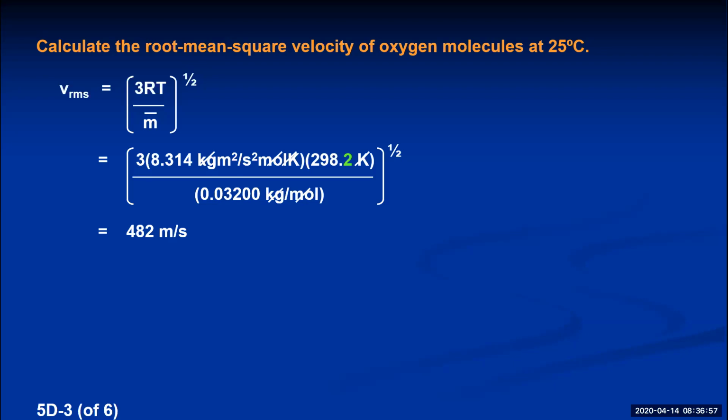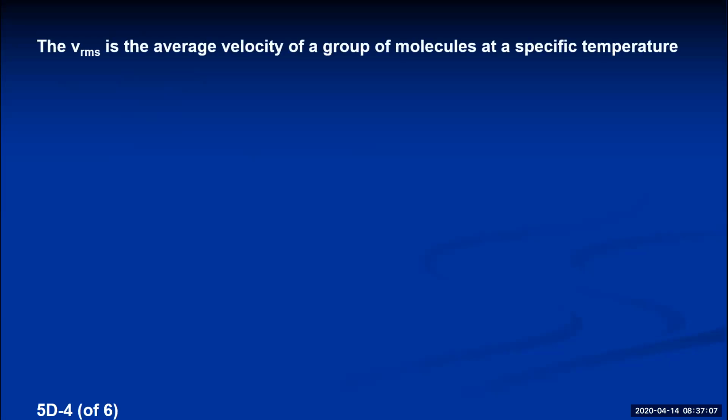Now, if we were to graph the kinetic energy of all the different gas molecules at a particular temperature, we're going to get an interesting graph for that. Okay, the root mean square velocity we've just calculated is just the average velocity of a group of molecules at a specific temperature. Every oxygen molecule is not traveling 482 meters per second at 25 degrees Celsius. Some are going slow, some are going fast, but they have a certain average.